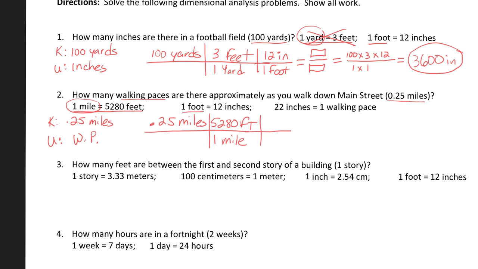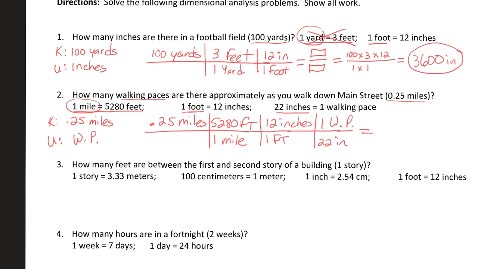And I can see right here I've got 1 foot is equal to 12 inches. I've got inches on the top. I'm not to walking paces yet, so I need to use this last conversion factor. If I have inches on the top, I'm going to need inches on the bottom, and there's 22 inches to 1 walking pace.